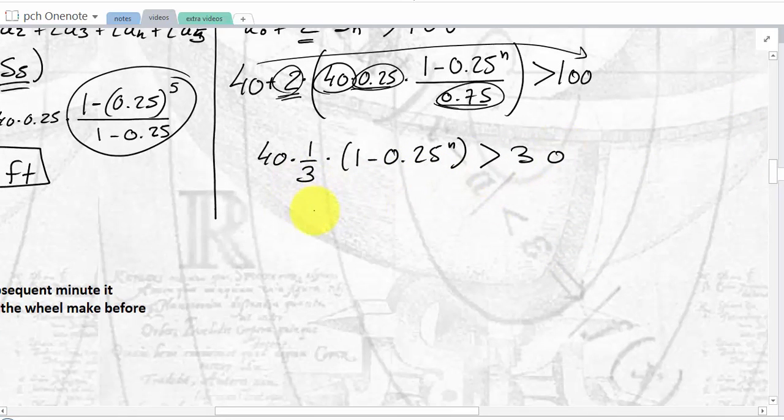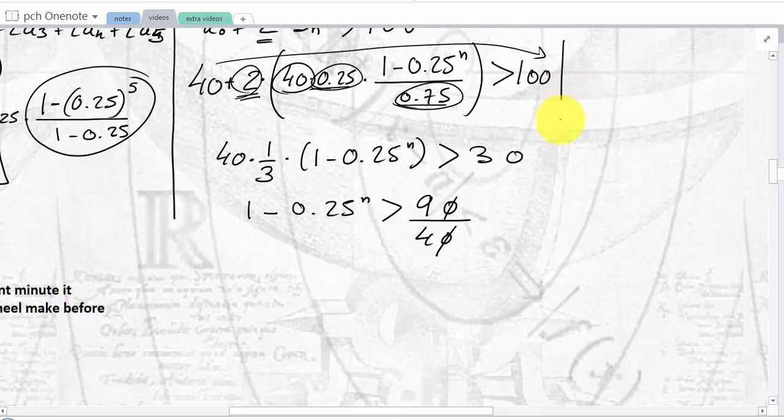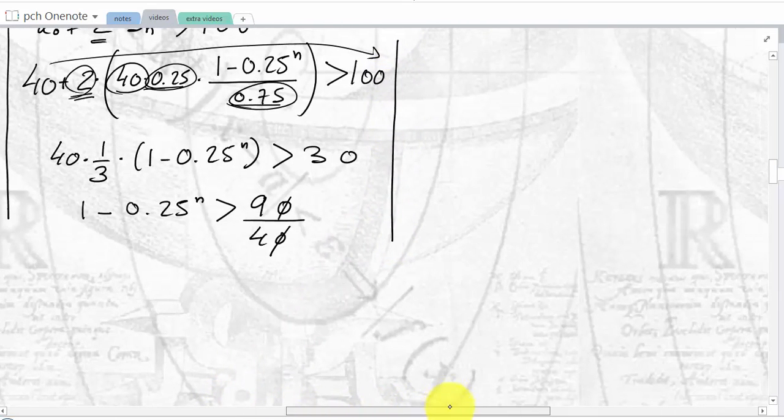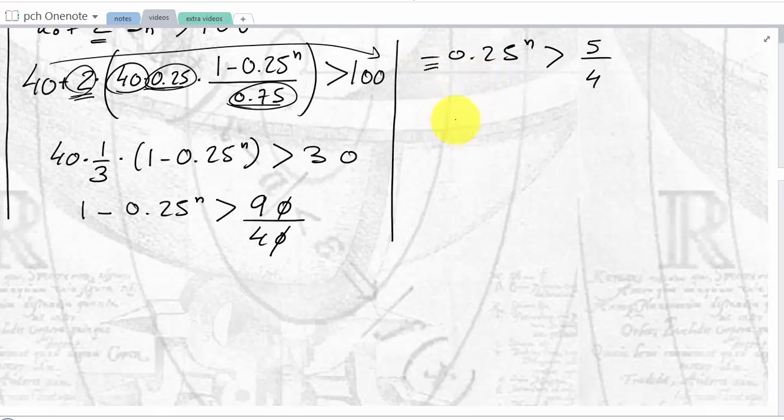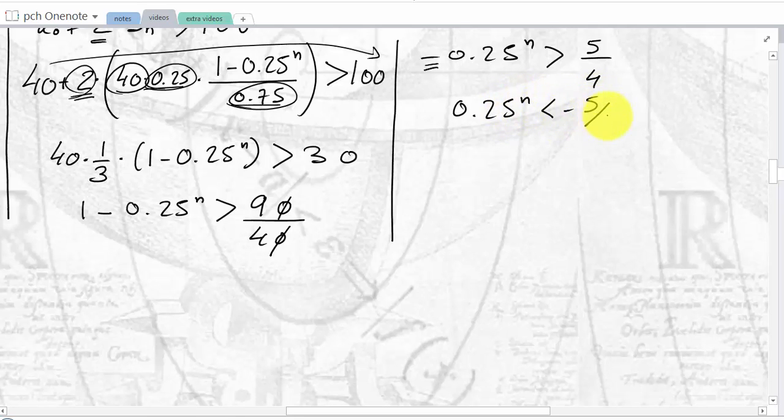Multiply by 3, divide by 40. So you have 1 minus 0.25 to the n is above 3 times 30, 90 over 40. Simplified by 10. Here we go. So now we're back on very familiar territory. How do we solve this inequality? By using log. So first off, we subtract 1. We have negative 0.25 to the n above 9/4 minus 1 is 5/4. And so I need to get rid of this negative sign right here. So when we multiply by negative 1, we find that 0.25 to the n is smaller than negative 5/4.